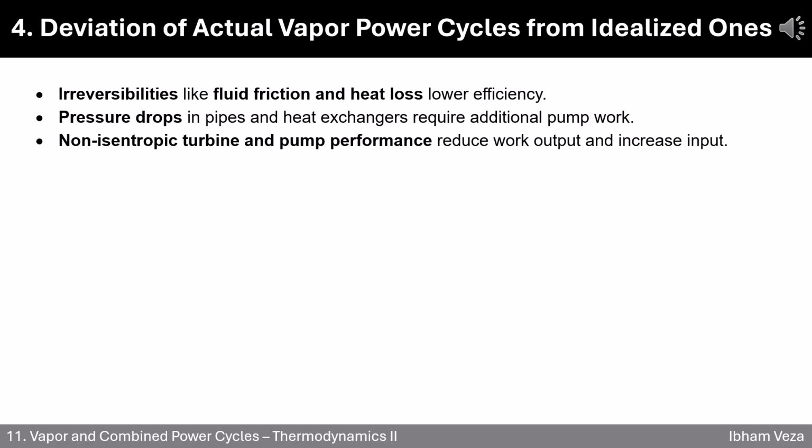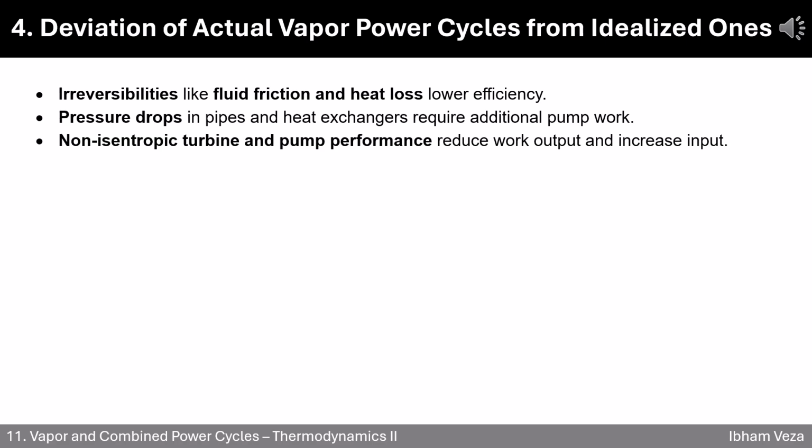4. Actual vapor power cycles. Let's be realistic. Actual power cycles are never perfect. Even though we study the ideal Rankine cycle, real systems always have inefficiencies. One big reason is irreversibilities. These come from things like fluid friction and heat losses, which waste energy and make the cycle less efficient than the ideal model predicts. Another issue is pressure drops.